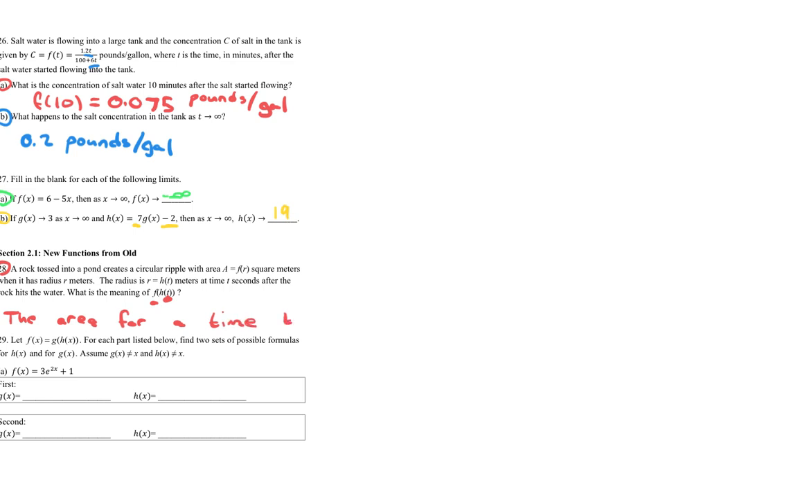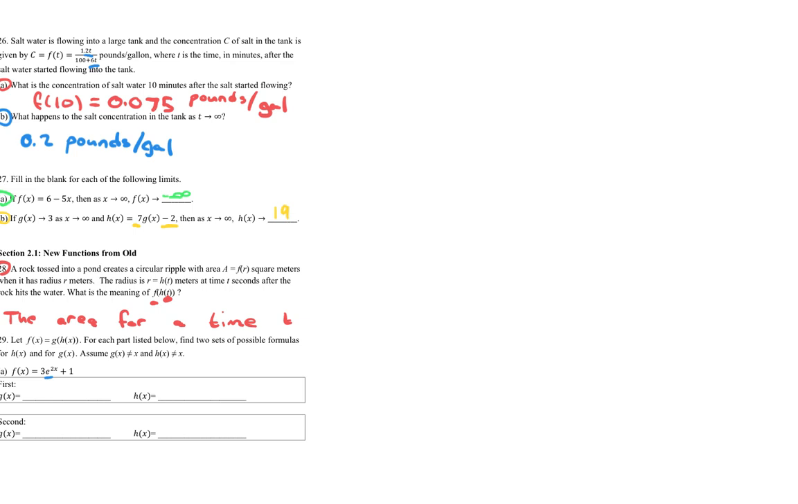Okay, so moving on to 29, let f of x equal g of h of x. For each part listed below, find two sets of possible formulas for h of x and for g of x. And g of x cannot equal just x, and same for h of x. So these questions can be a little bit tricky, and sometimes you just have to think about them a little bit. But generally, you want to look for things that really stand out. So we can see that we have 3 times this, and then plus 1.